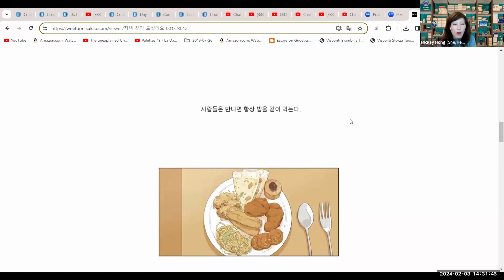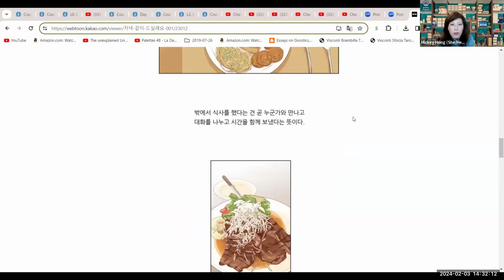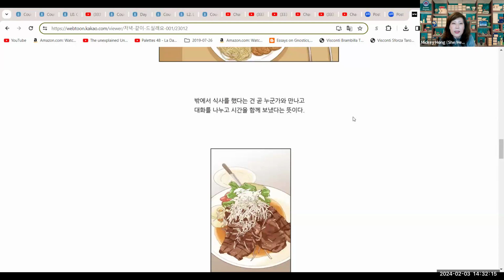All this prologue ends with 다. 사람들은 만나면 항상 밥을 같이 먹는다. If you never tried, this is a good attempt for you to try to read something that is not a textbook. So 사람들, when people, 만나면, when they meet, 항상, always, 밥을 같이 먹는다. They always eat a meal together. Okay, when people meet, they always eat a meal together. 밖에서, outside, 식사를 했다는 건, so even if you don't know all the grammar, from linking the vocabulary together, you can make out what it means.